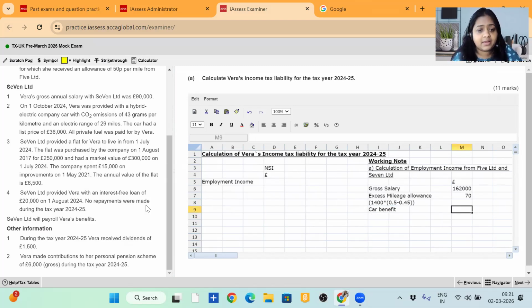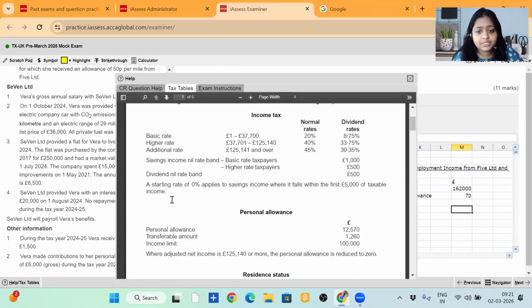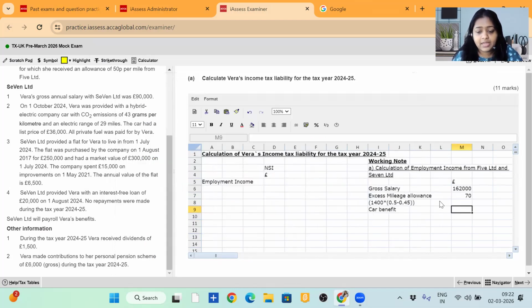Now, what is the percentage that we have to see? See the help table. And here, please see the 29 miles is the range. Go to that screen. 29 miles will fall in less than 30 miles. So here we'll take the percentage as 14%. So I will take the list price, which is given here, 36,000, and I will multiply it with 14%.